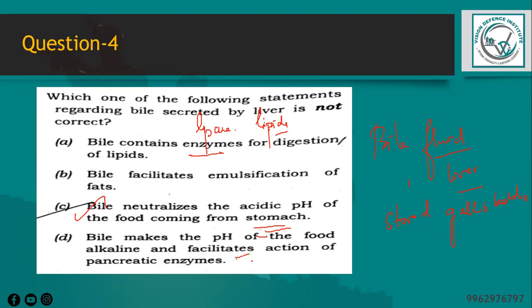So this alkaline environment is necessary for preparing the action of pancreatic enzymes, right? They will also aid in the digestion of lipids, carbohydrates, and proteins. So therefore, we would suggest that option C is the answer. That is, bile neutralizes the acidic pH of food that comes from the stomach. Because this is not correct regarding the bile, right?